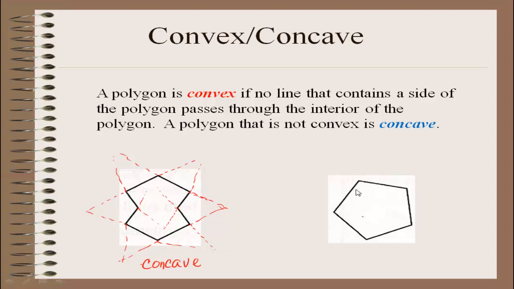Convex is the contrary. When I extend the sides of a polygon, none of these extensions will be in the interior of the polygon. You see, all of these extensions of the sides, none of them fall inside the polygon. And there you have a nice star. Okay, so this is convex. Two classifications you can use when you're classifying polygons.